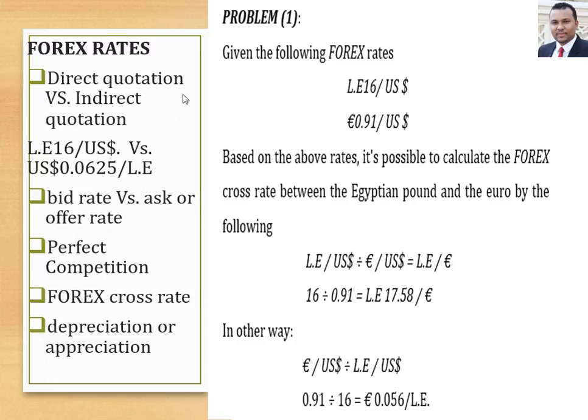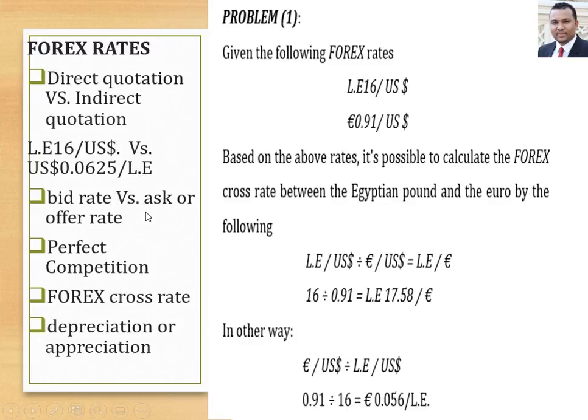So we can define direct quotation as how many units of a national currency are required to be converted into 1 unit of the foreign currency. Our example, 16 Egyptian pound per US dollar, the same in the Egyptian market. What about indirect quotation? In indirect quotation, we convert how many units of a foreign currency are required to convert into the Egyptian or national currency. In our example, 0.0625 US dollar per Egyptian pound.